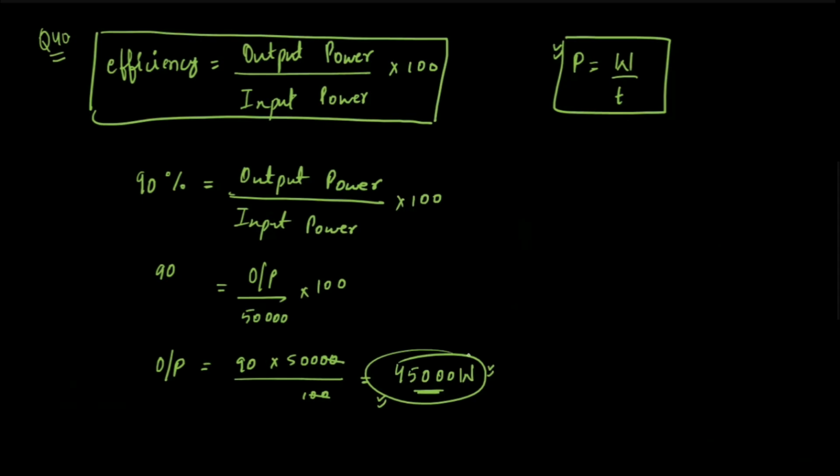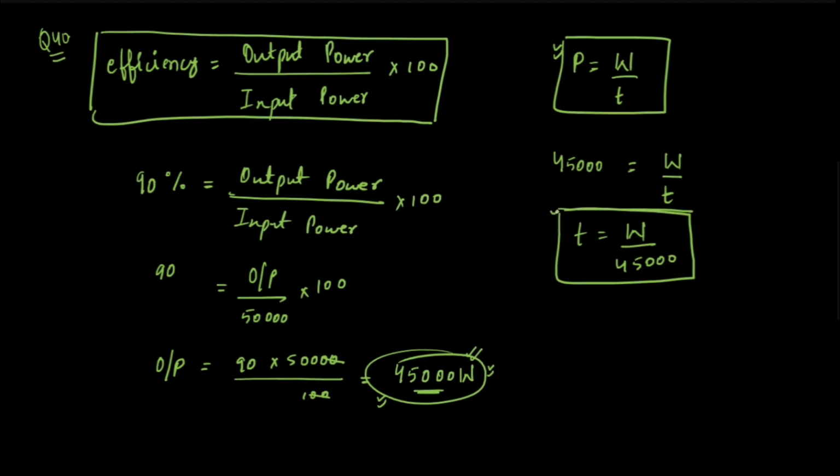What is the efficiency? It is 90%. So we got 45,000 as the power. So 45,000 watt must equal work done upon time. Now this is the time which we have to find. So time is going to be work done upon 45,000. Now what you have to understand here is how we can find out the work. How can we actually find out work? Now, what is work? That is what we have to see.